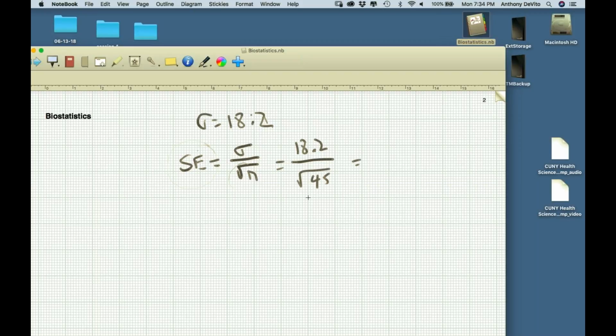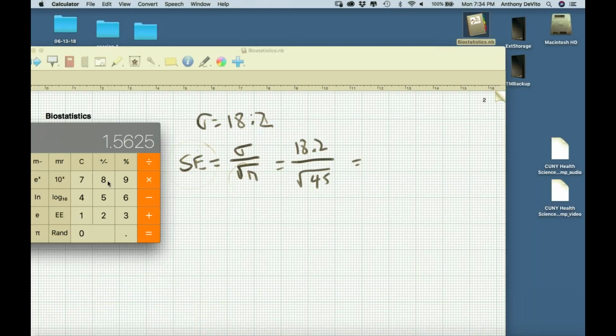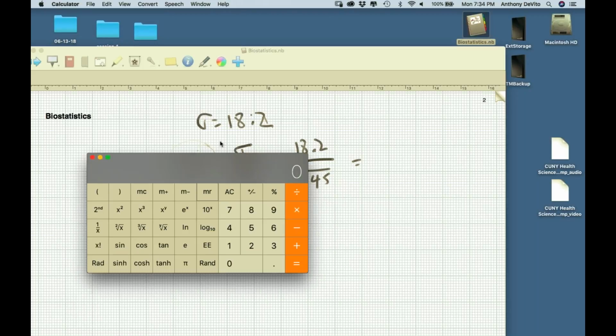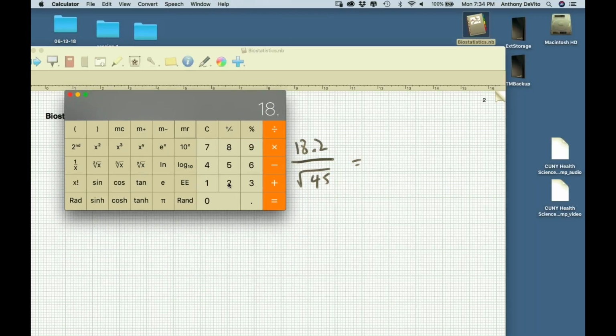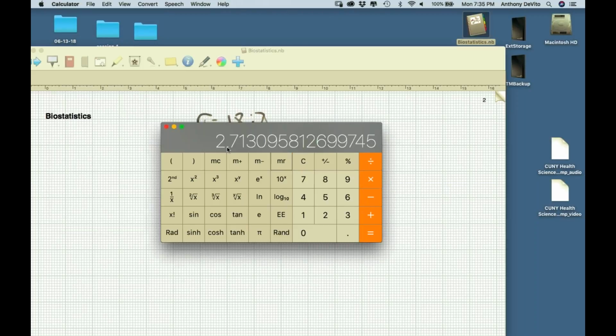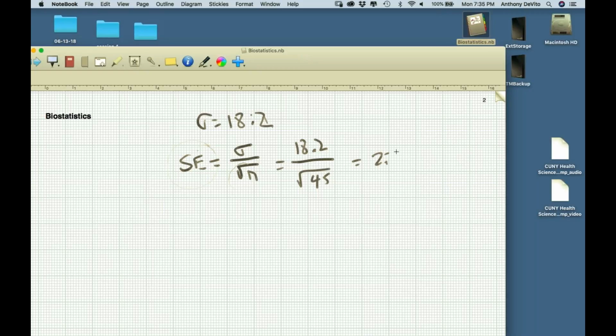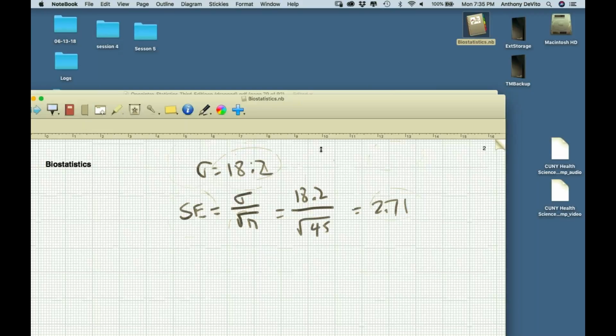So let's see what that comes out to. Pull up my calculator. Clear, 45, take the square root of that, and it comes out to be 6.7. I'm going to put it into memory, and I'll clear it, 6.7. Okay, and I'm going to divide 18.2 by 6.7. It's going to be equal to 2.71. So our standard error is going to be equal to 2.71. So our sample means are going to be a much tighter distribution than our population. It's going to be much less spread out than our population.